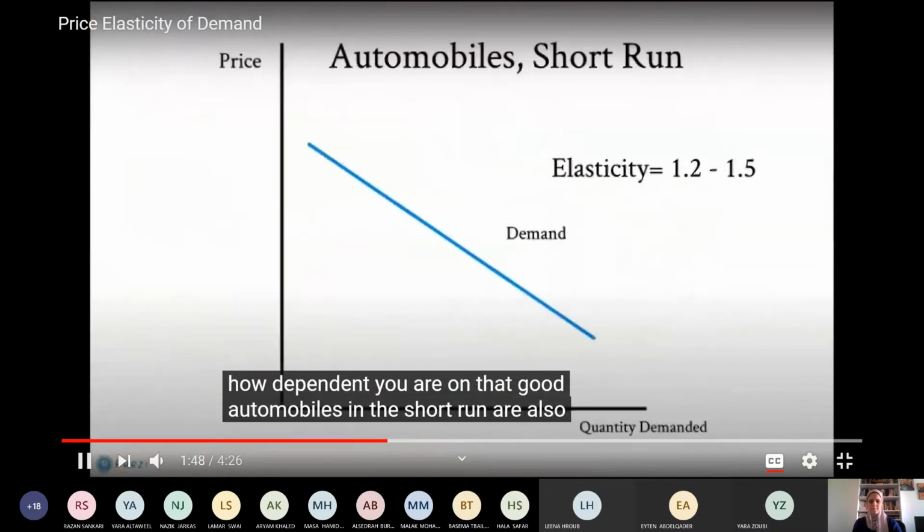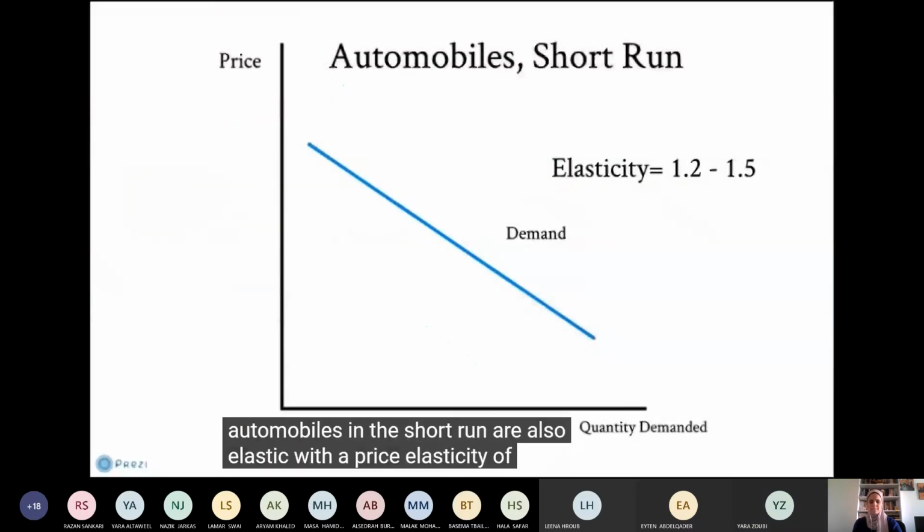Automobiles in the short run are also elastic, with a price elasticity of 1.2 to 1.5. This is a broader category with fewer substitutes as opposed to just a specific brand. Automobiles can still be substituted though with things like public transportation, carpooling, or biking.